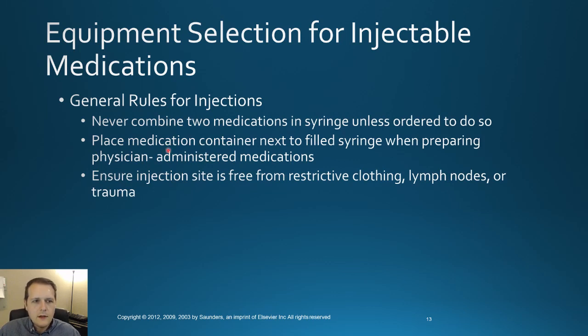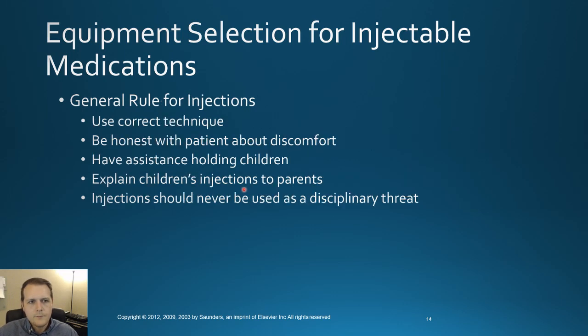Now, in general, you never ever combine two medications in the same syringe unless you have a really good reason to, so just never do it for the most part. And when you have a medication that you're drawing up, place the syringe next to the container, so that way you can see, okay, this is the medication that I drew up out of this container. I know this syringe is that drug. And then when you're applying the medication or doing the injection, make sure the area is free from restrictive clothing, trauma, anything like that, to make sure it gets absorbed effectively.